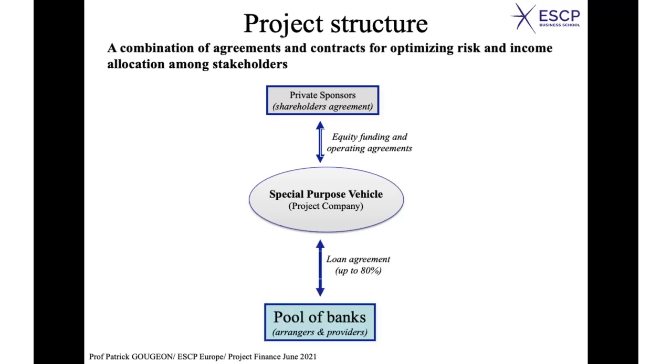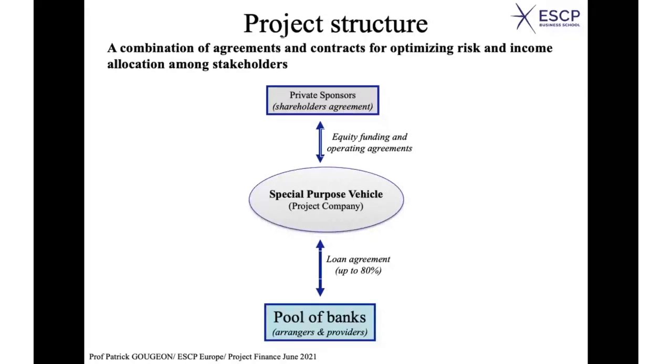Now you have loans up to 80%. To be more realistic today, we should say something like around 60-70%. It's not usually one bank which is providing this amount of money, but a pool of banks, sometimes we say a syndicate of banks. And we'll see later on that within these banks you have the arrangers. Arrangers will contribute to the financial engineering of the project finance scheme. Providers would be more focused on just providing the money. But indeed, arrangers can also be providers.